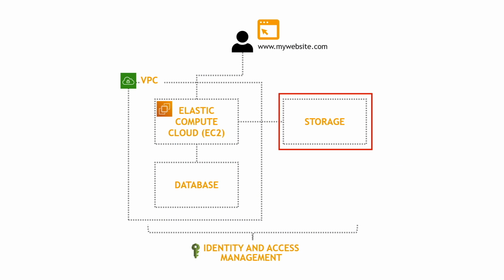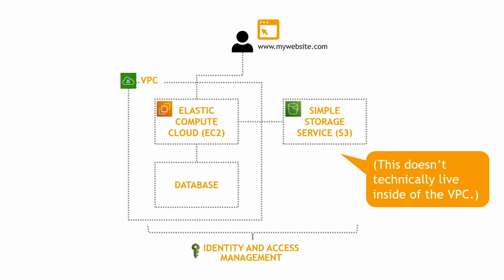We've talked about compute. Next up we have storage. This is where you can store things like images or videos, documents, log files, and so on. In AWS land, this is called the Simple Storage Service, or S3. For all practical purposes, this is unlimited storage and also inexpensive.